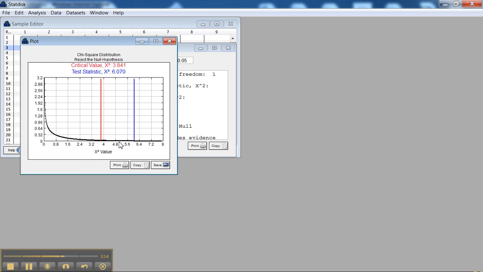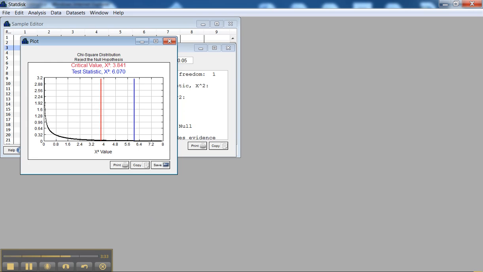Okay, so if we plotted that, we would see our skewed distribution. Chi-square is positively skewed. Here is our critical value, and then our test statistic is way out here beyond that. It's in our critical region. Okay.